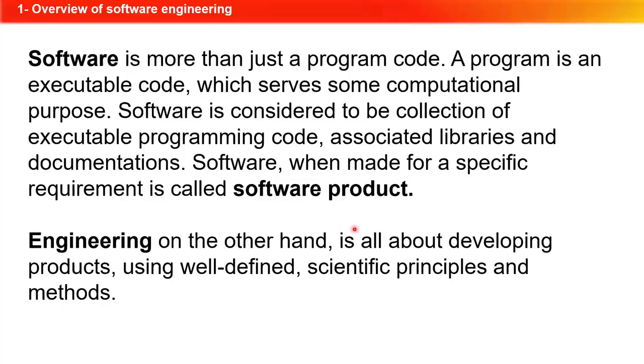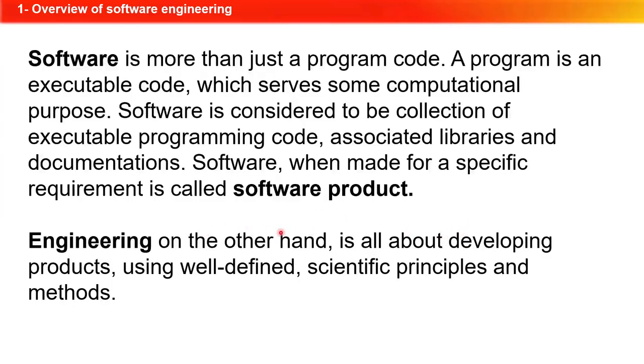A program is an executable code, a set of instructions that serve some computational, computing, networking, or data purpose. Software is considered to be a collection of executable code that is executed on hardware or run on hardware. Associated libraries and documentations are accompanied with software programming because a lot of software programming is highly reusable, and libraries are just examples of software code that can be reused for the same purpose every time, such as networking software.